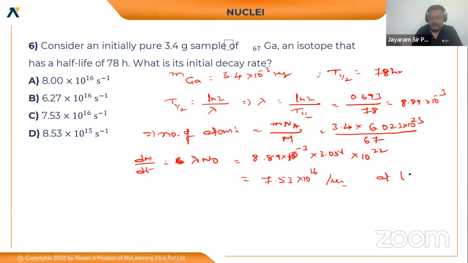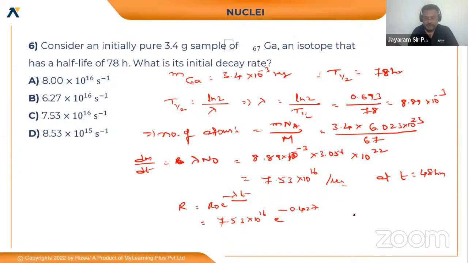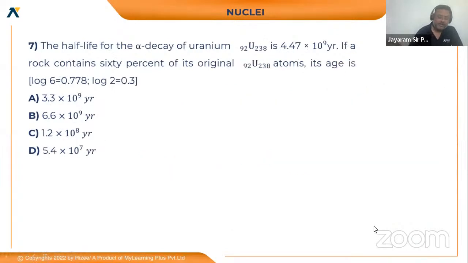And at t is equal to, you need to calculate for 48 hours. So now substitute in the activity formula, R is equal to R naught into e to the power of minus lambda into t. Now put down values: this is 7.53 into 10 to the power of 16 e power minus lambda into t, 0.427. On solving this one, you'll be getting it as 4.9 into 10 to the power of this one per second. This is a heavy sum, which if it comes in the EAMCET, you can leave it.